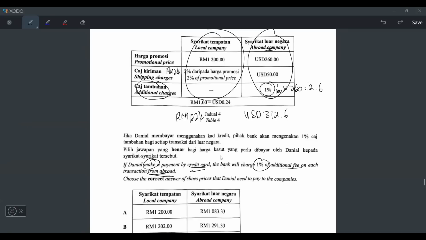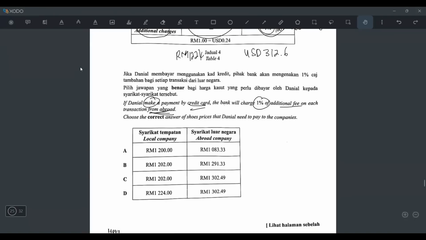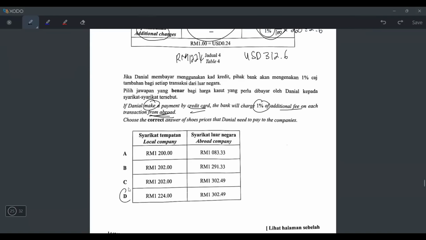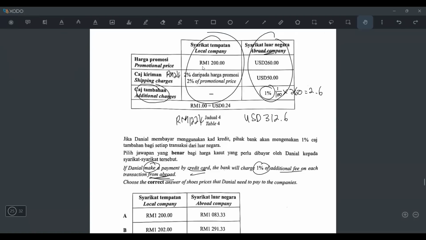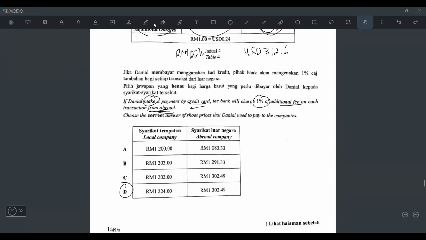So I already calculated it just now. And then they say choose the correct answer of the shoes price that Daniel needed to pay to the companies. So let's look at the answer. Okay, so very clear the answer is D, right? Because I already know the price he has to pay for local is 1224. But look at this. 1200, 1202, all wrong. So the answer is 1224.